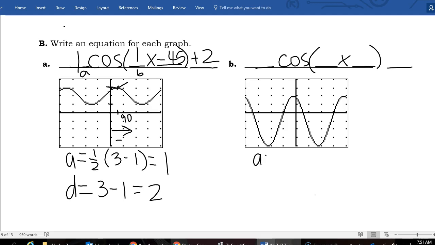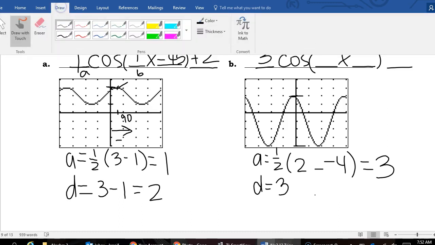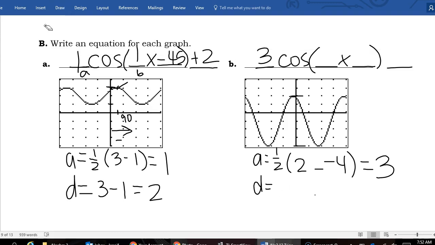Amplitude, 1/2. That is a 2. That is a negative 4. That would be 3. Let's jump to vertical shift. Max is 2, minus amplitude is 3, negative 1. So I can put a plus -1 or a -1 at the back.